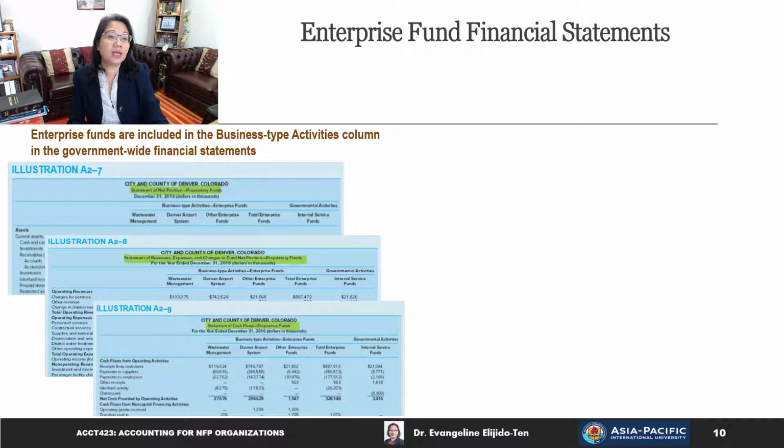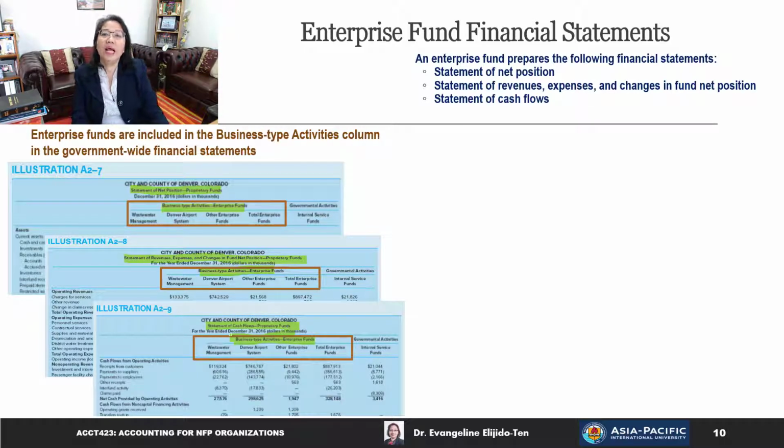You'd notice that the business type activity enterprise funds are actually shown as well. So, for example, a water utility fund will be part of this, or in one of the columns under the business type activities or enterprise funds. Okay, so that is how we will present the enterprise fund financial statement in the government-wide financial reports.